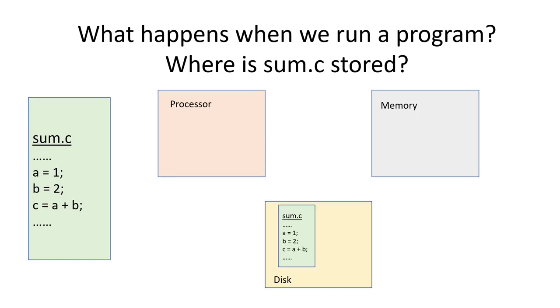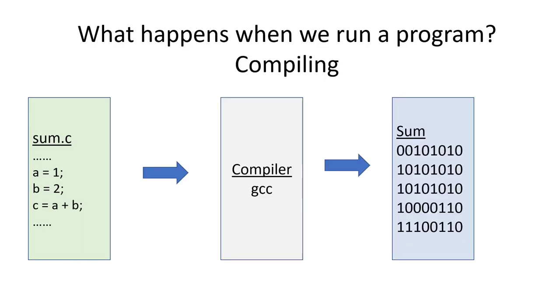There it is. It's actually stored on the hard disk. When I write a file and save it, that's going to go straight to the hard drive. The next thing that we do when we're going to run a program is we need to compile it. So the processor cannot deal with language like this. It can't say a equals 1, b equals 2, and actually understand what's going on. It only reads machine code or binary code, the zeros and ones.